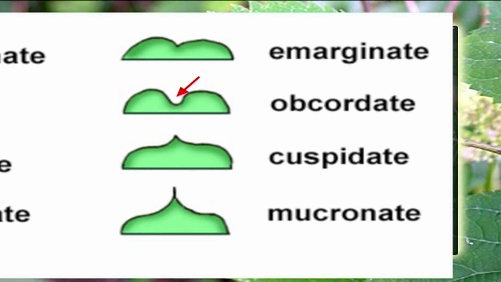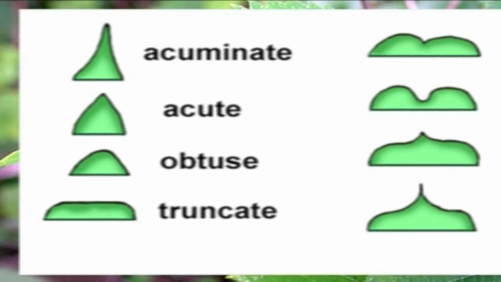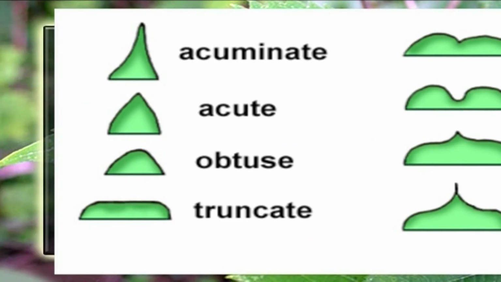Obcordate, inversely heart-shaped, deeply notched at the top. For example, leaflets of Oxalis corniculata. Then obtuse, rounded leaf margin. For example, banyan.